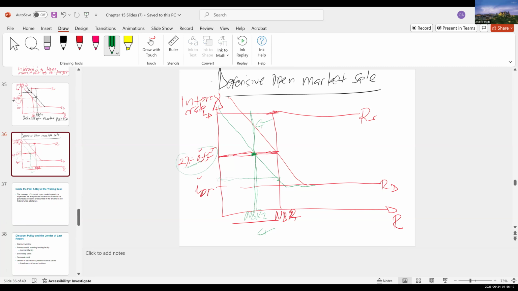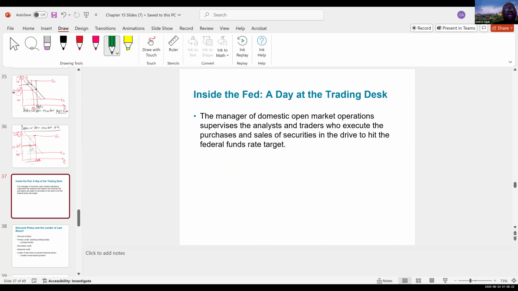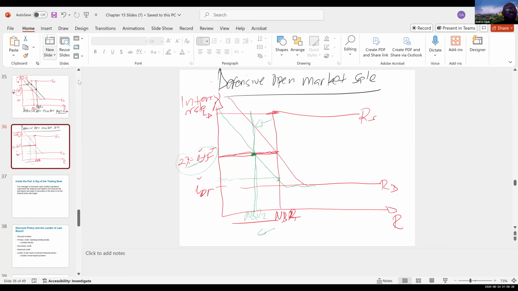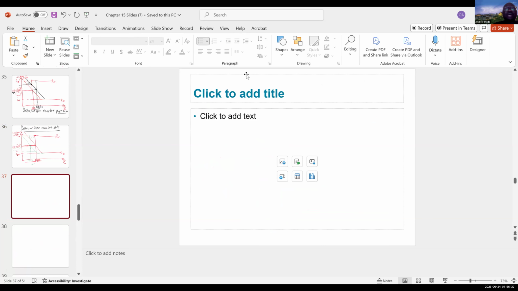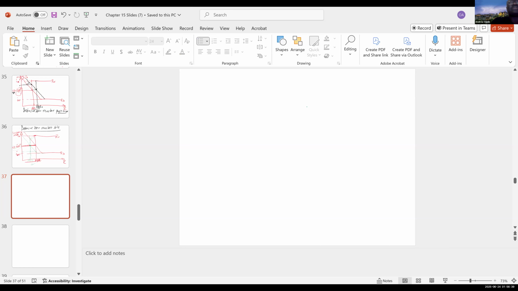Okay. Now, the next one is what we call the dynamic open market operation. Let's talk about what dynamic means. With dynamic, nothing triggers the Fed to change the interest rate. The Fed just delivers. So we're talking about a dynamic open market operation.